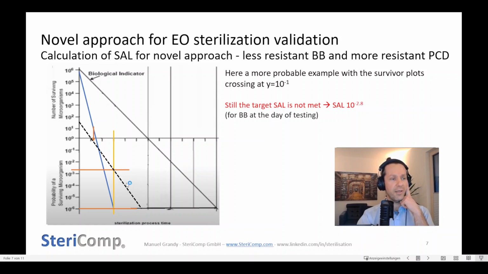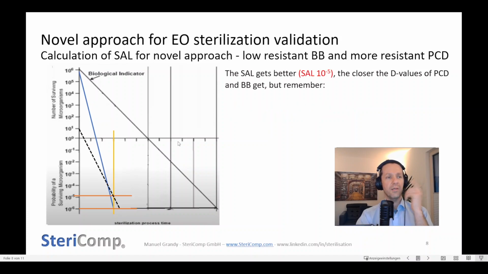And this is the actual SAL of the device if you have this bioburden in routine production. So now you just had it at the day of testing. We had assumed it can be also higher in routine production, and then of course your SAL gets worse. Okay. So it's getting better, down to an actual SAL of 10 to the minus 5, the closer the D values of the PCD and the bioburden get.